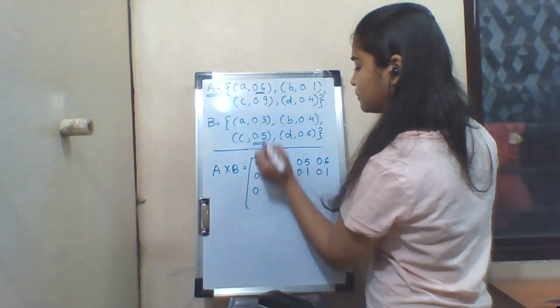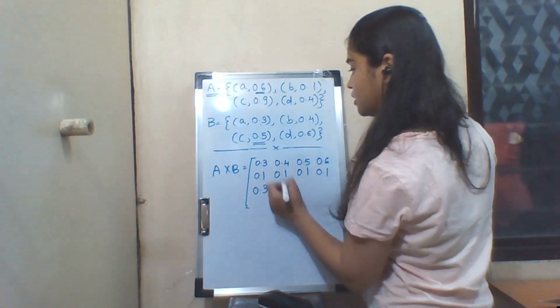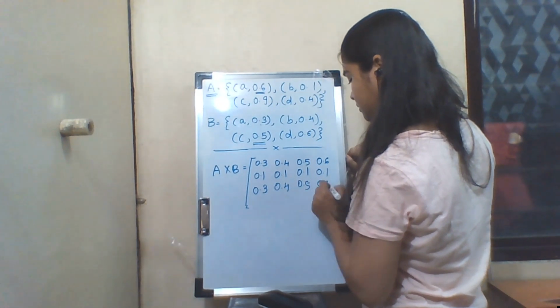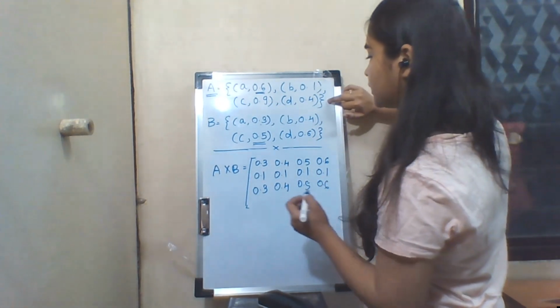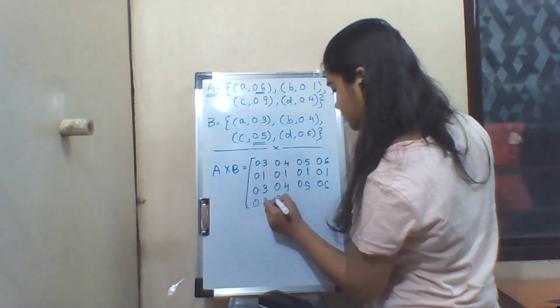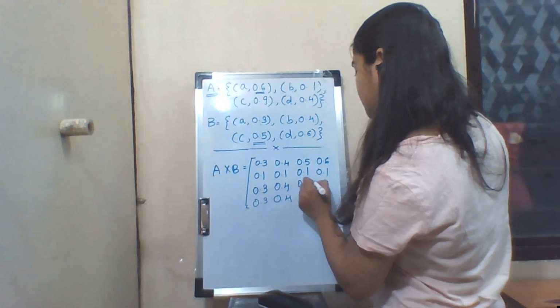0.9, 0.5, 0.9, 0.4, 0.9, 0.5, 0.9, 0.6, and for D, 0.4, 0.3, 0.4, 0.4, 0.4, 0.5, 0.4, 0.6.